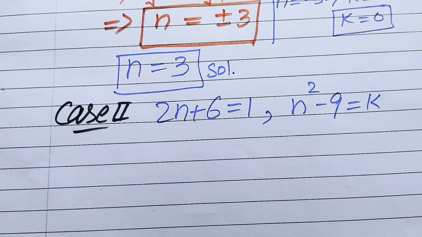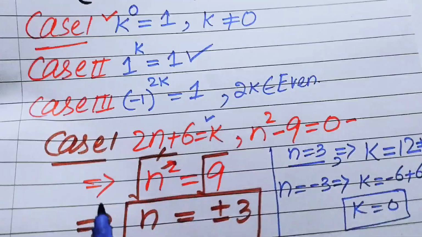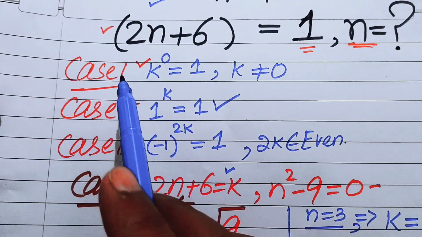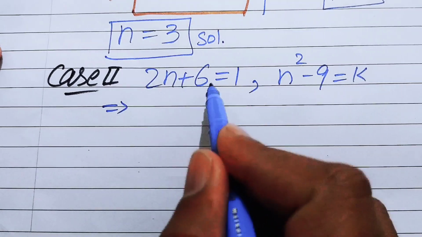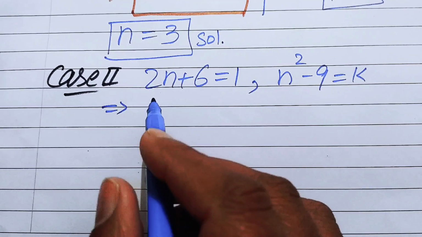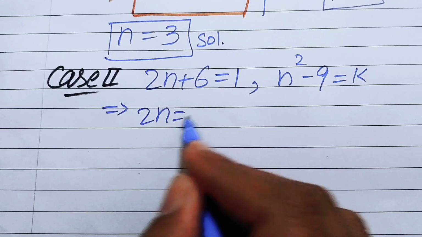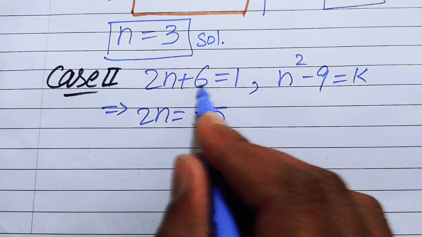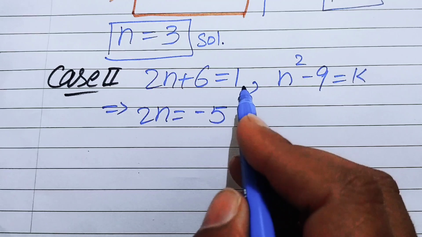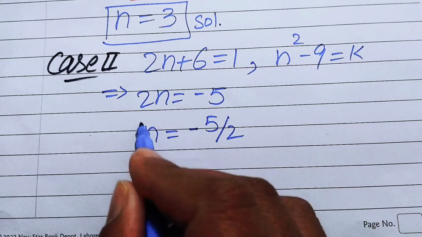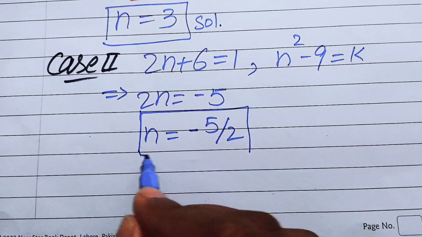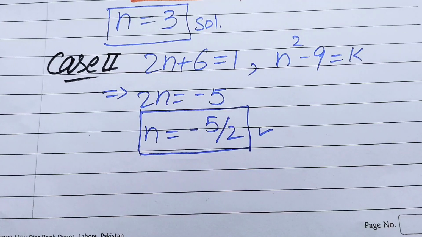So in the second case we cannot have any condition on k, like in case 1 where we had the condition that k is not equal to 0, so here we are free to solve this equation. We just solve this one and get the value of n, so we have 2n equals minus 5, because we move plus 6 to the right hand side and it becomes 1 minus 6, which is minus 5, and we get n equals minus 5 over 2. So in case number 2 we get n equals minus 5 over 2.